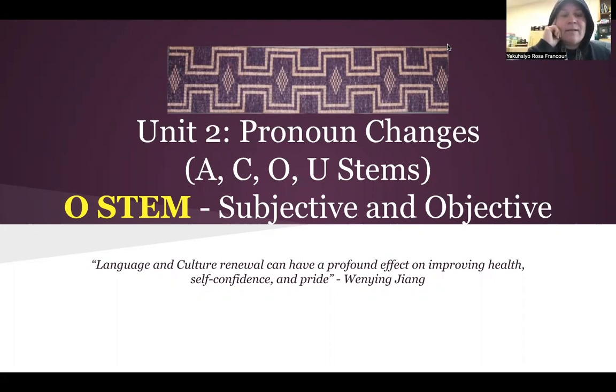So hello everyone. We are going to talk about the O stem, subjective and objective pronouns today. We will talk about the patterns and learn a little bit more about the O stem. This will help you get familiar with the third set of stem or the third verb category in Oneida. So again, today we are going to cover the O stem. So let's get started.